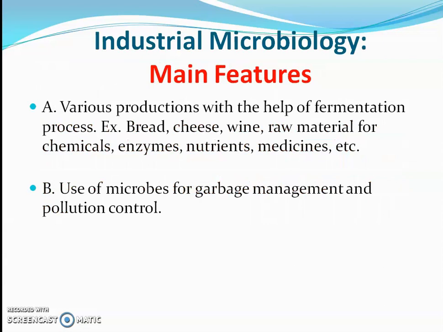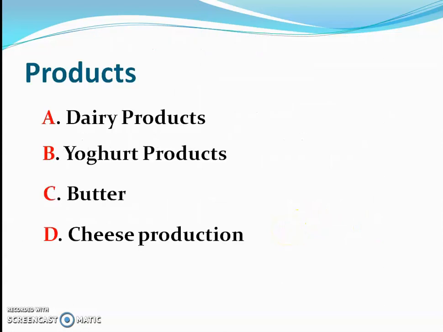Now let us study the main features of industrial microbiology. A. Various productions with the help of the fermentation process, for example bread, cheese, wine, raw material for chemicals, enzymes, nutrients, medicines, etc. And B. is use of microbes for garbage management and pollution control. In this chapter, we will be covering both points A and B. To start with today, we will deal with products such as dairy products, yogurt products, butter and cheese production.